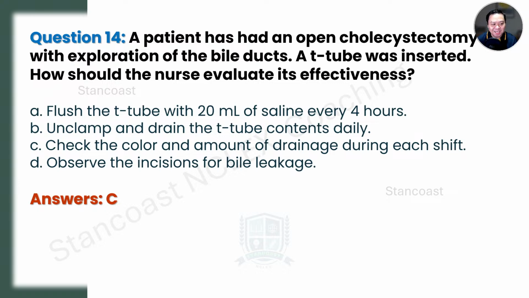Letter D, observe the incisions for bile leakage. We know that in an open cholecystectomy, there is usually only one large incision that will be made. And if there is any bile leakage from it, this can indicate that a complication has already happened, but it is not the primary method of assessing the T-tube effectiveness. All right, let's move on.